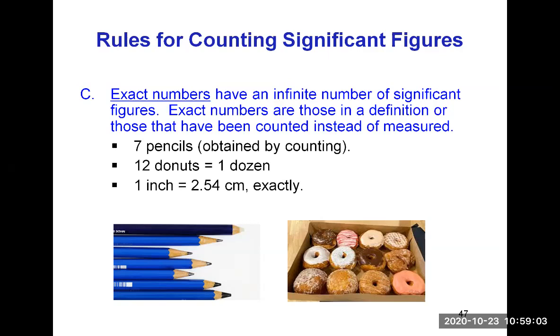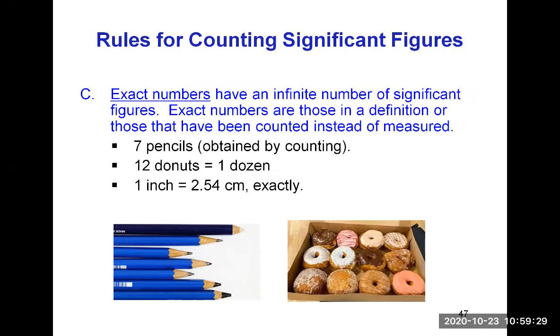Examples of definitions are the equalities that relate a unit to another. And 1 inch is equal to 2.54 centimeters exactly. Or for example, 1 meter is 1,000 millimeters. Or 1 kilogram is 1,000 grams.